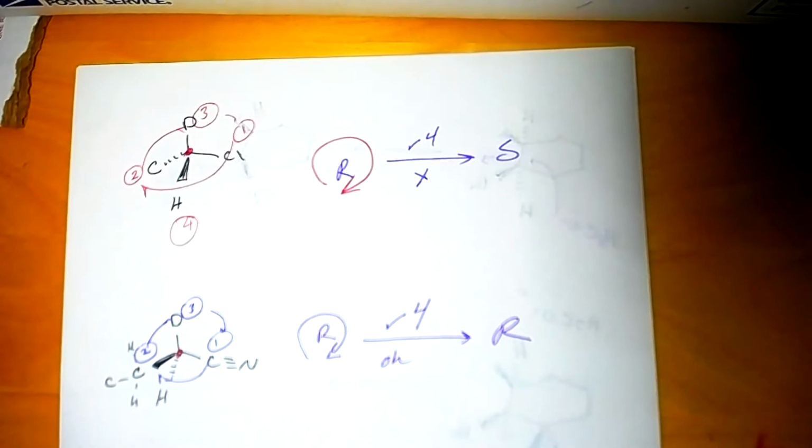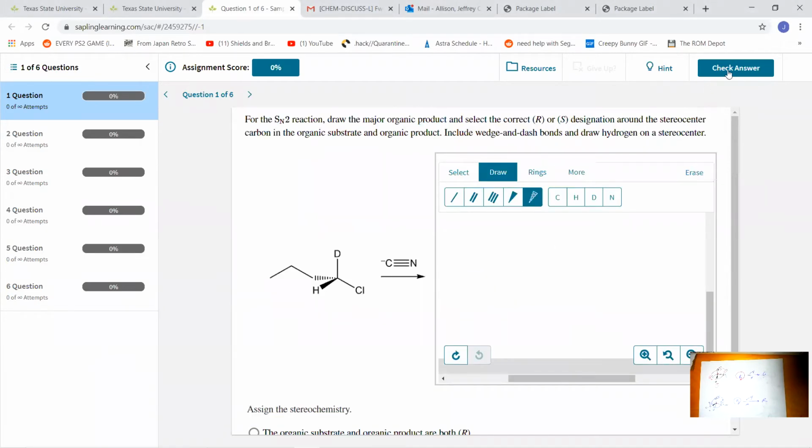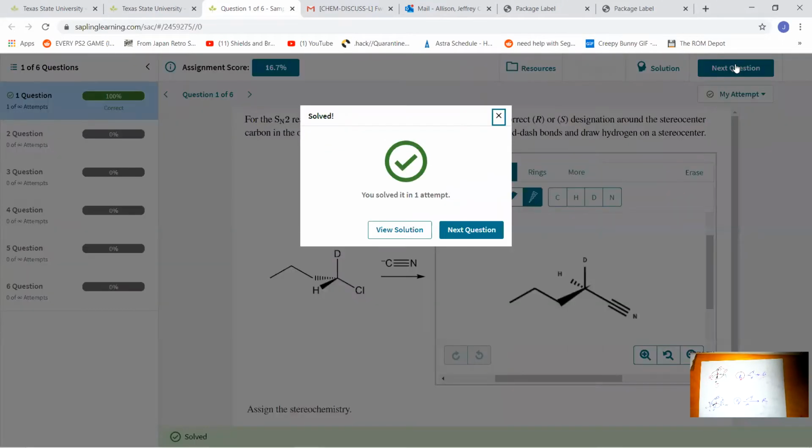Okay. So now I'm going to go back to the screen share. And so now I'm going to put that in. Okay, so the substrate is S and the product is R. So once you've done that, check everything that's in here. Go ahead and hit submit. This is actually going to check the answer for you.